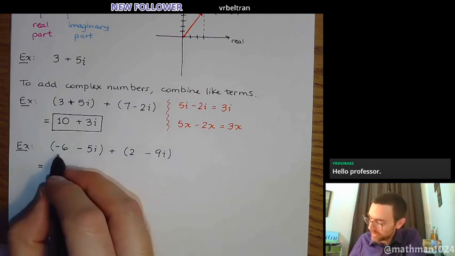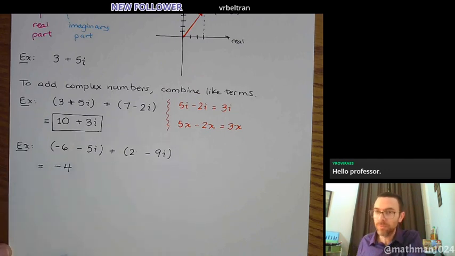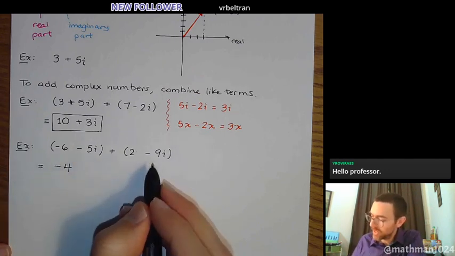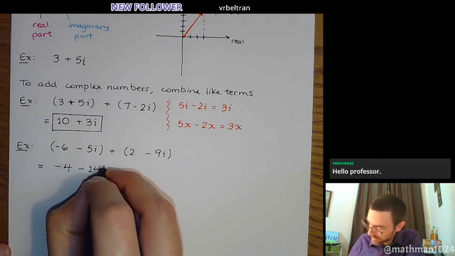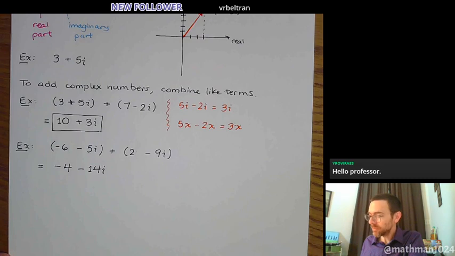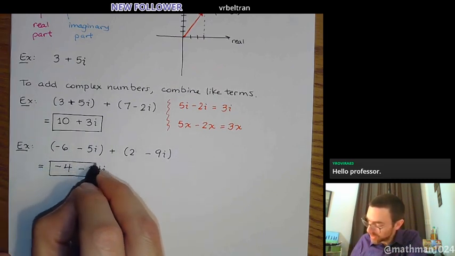So if I want to combine these, negative 6 and a positive 2 gives me negative 4. And then negative 5i and a negative 9i gives me negative 14i. And that's it. You combine the real, you combine the imaginary parts, and you move on.